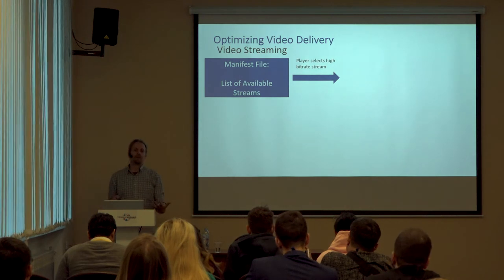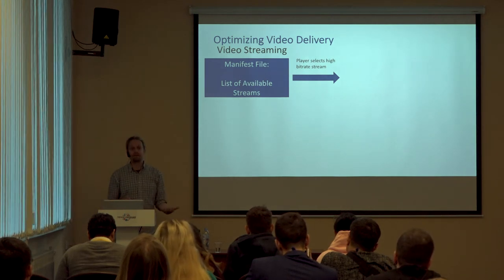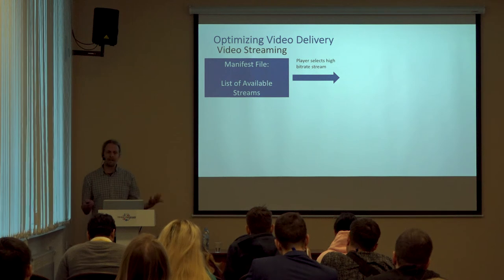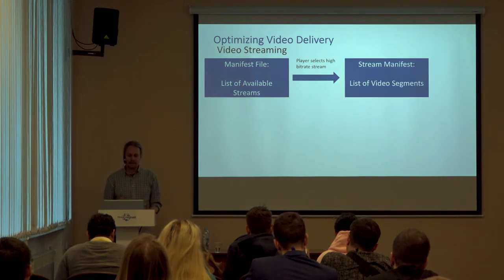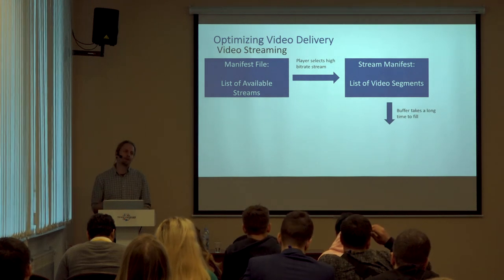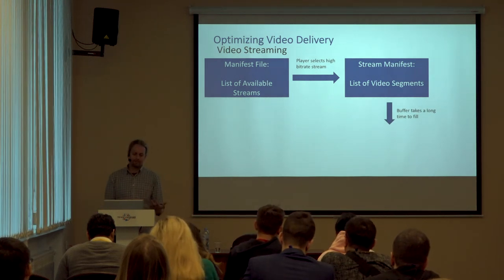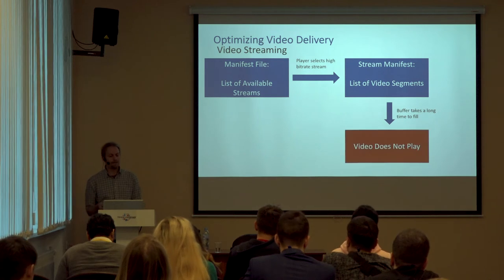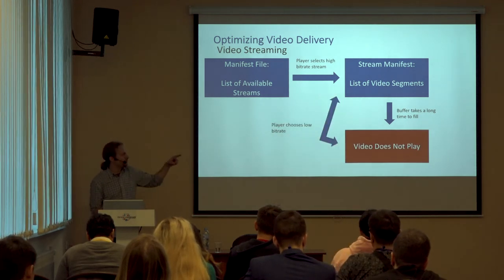What happens if that stream is too high for the device or the network that you're on? What if you can't sustain 1.4 megabits per second? The video is trying to download, but it's taking too long. And the player knows that if it takes too long, your customers are going to give up and the video isn't going to play. So it quickly switches to a lower bit rate.